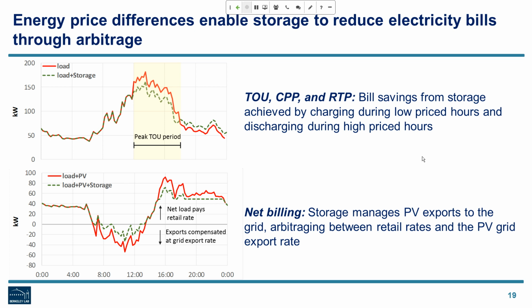With net billing, what we see is that storage attempts to reduce PV exports. So when the red line on the bottom chart is negative, this indicates that the PV system is exporting electricity, and when it's positive, there's a net load, so a net consumption. So in this example, the net PV load profile is shown in red, and the load plus PV plus storage profile in green. So the hours when, again, there are negative loads, these are exports, the storage is charging to reduce those exports.